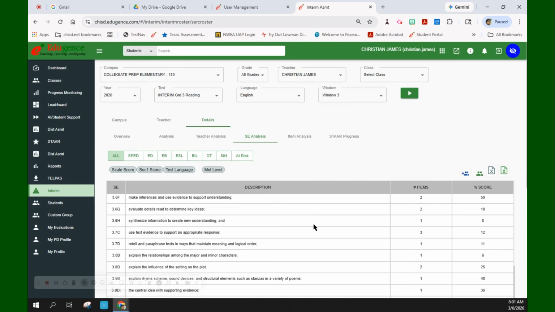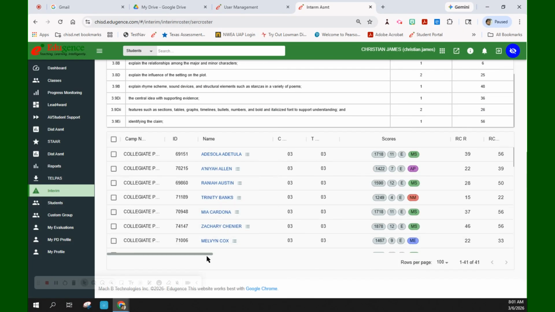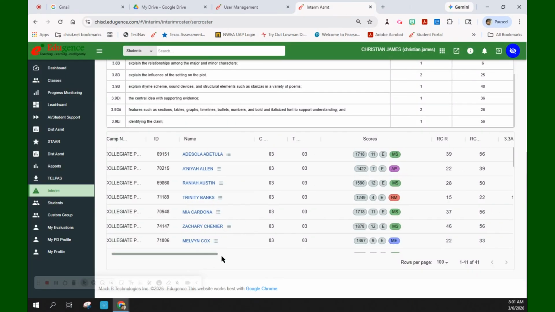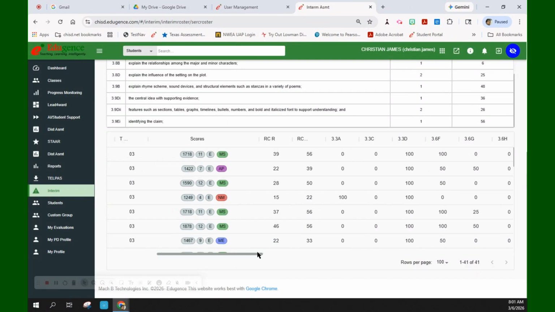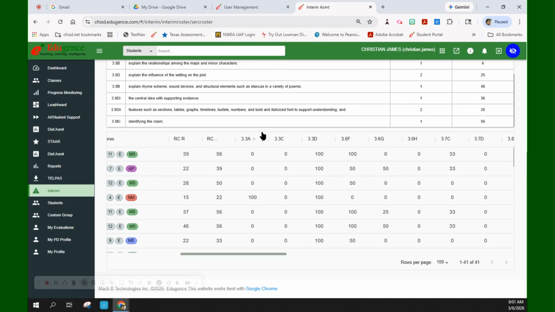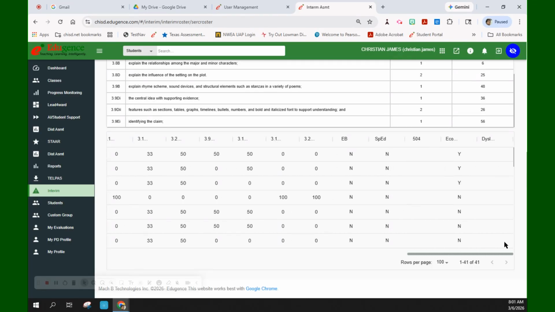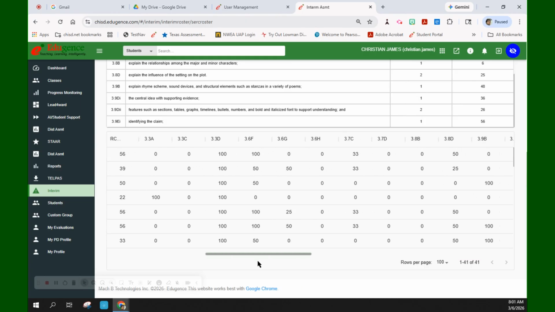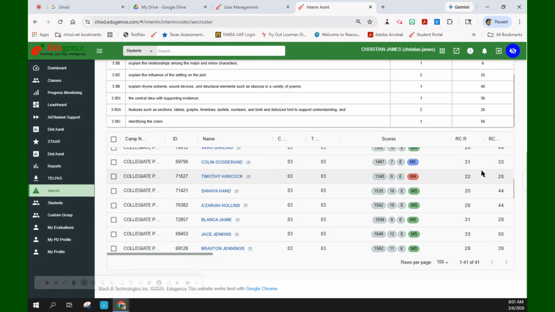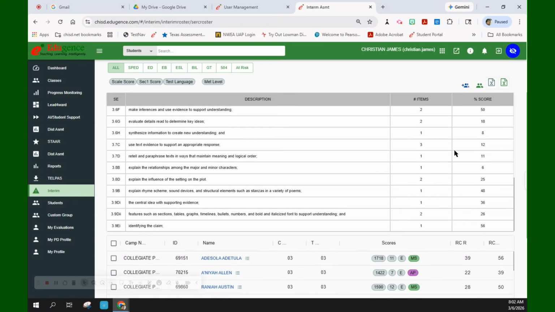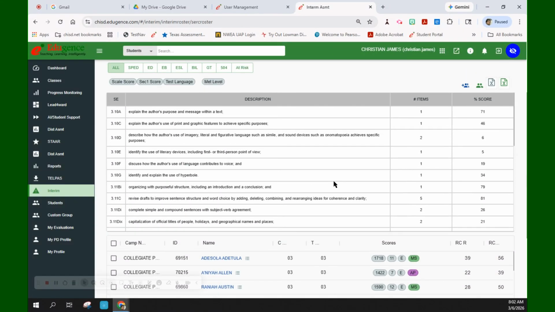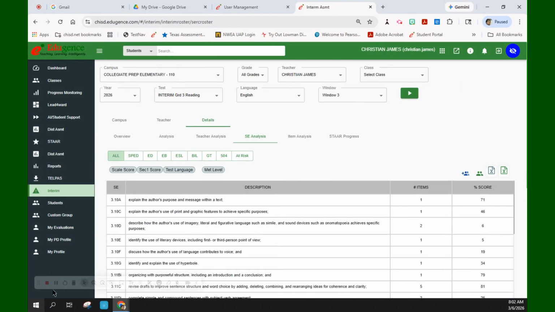Under SE analysis, I can see the same thing, but now I can see SE by individual. Now, most of the time, if you see a 0 in the scholar's reporting category, it means that scholar was not asked that question. Okay? Because they kind of try to find a question that they can eventually see. You can see the number of items as well. But that's how you go through this process. I hope this little video helps, and happy hunting for data.